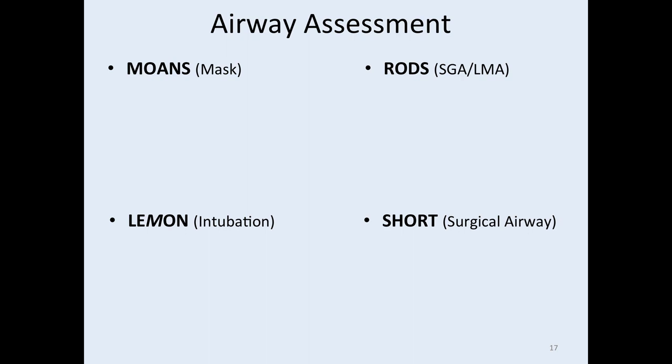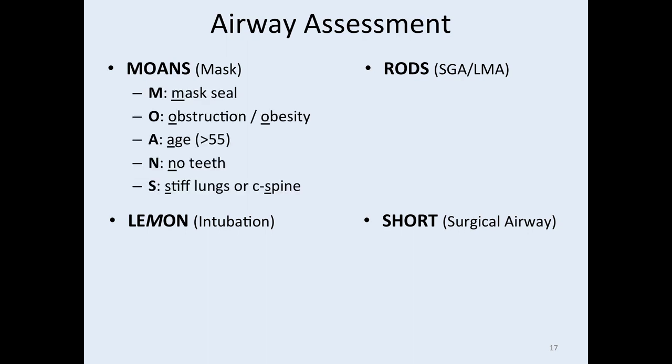So MOANS is an acronym for likely predicted difficult bag valve masking. So M stands for mask seal, difficulty with a mask seal. O stands for obstruction or obesity. A stands for age greater than 55. N stands for no teeth. And S stands for stiff lungs or C-spine.